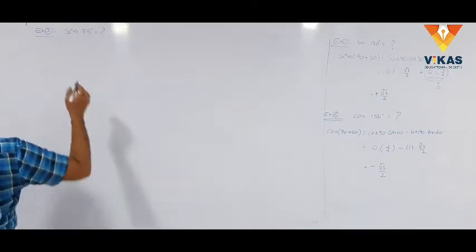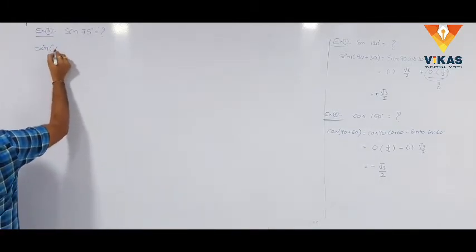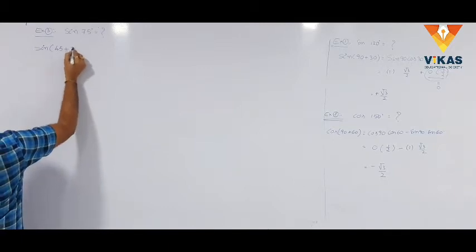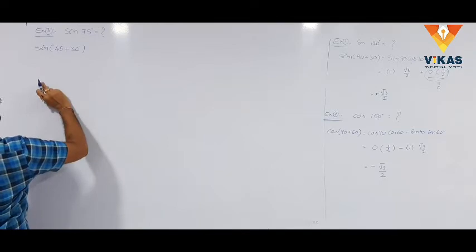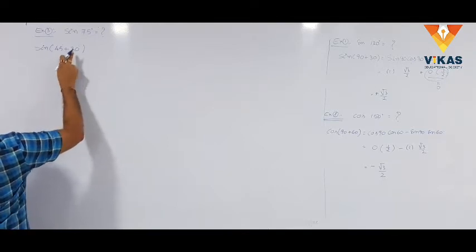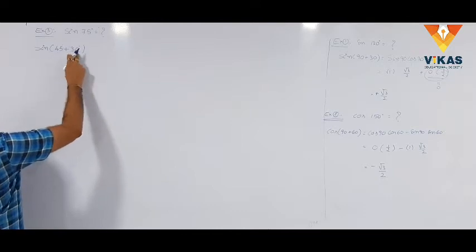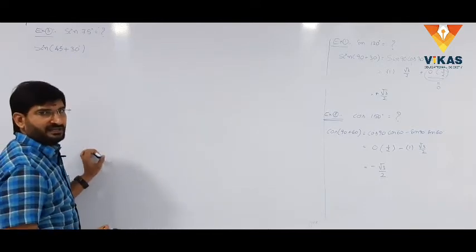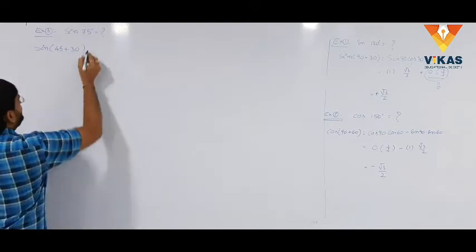Sine 75 can be written simply as sine of 45 degrees plus 30 degrees. Why can 45 plus 30 be written? Why not 35 plus 40? Because the sine values of 45 and 30 are known; they are in the given table. That's why it can be written as sine 45 plus 30.